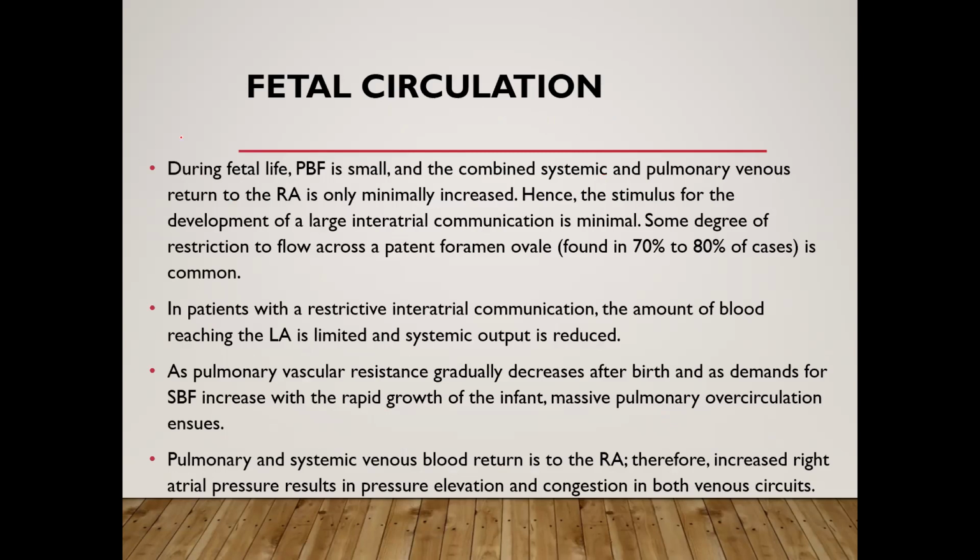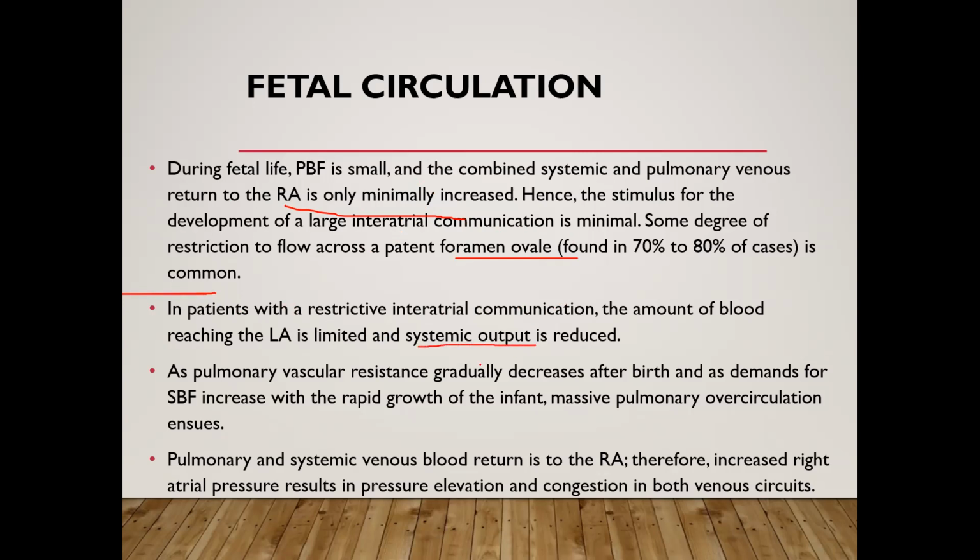In pathophysiology, during fetal life, pulmonary blood flow is small, and the combined systemic and pulmonary venous return to the RA is only minimally increased. Hence, the stimulus for the development of a large intra-atrial communication is minimal, as there is no large inflow to the right atrium, but some degree of restriction to the flow occurs as a patent foramen is common. But in patients with a restrictive intra-atrial communication, the amount of blood reaching the LA is limited and systemic output is reduced.